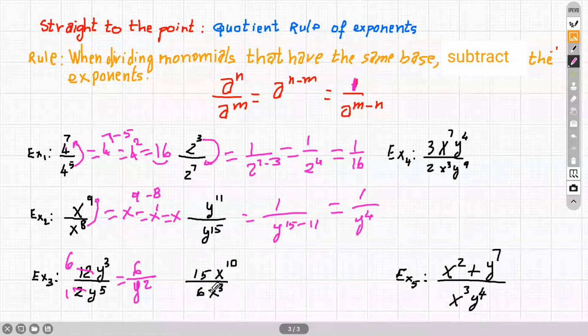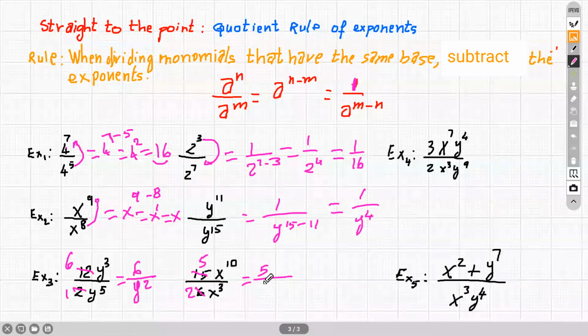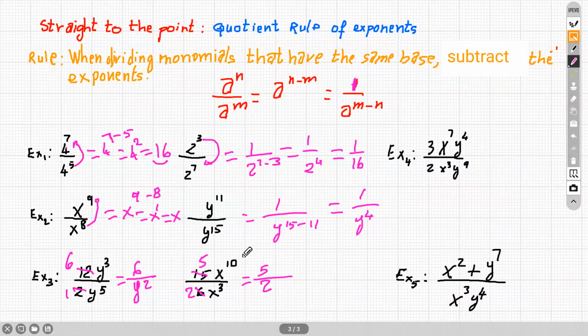Let's move to this one. Let me check to see if I can simplify the numbers. 3 goes into 15 and into 6. 15 divided by 3 is 5, so I have 5 right here. And 6 divided by 3 is 2. So I took care of that. Now between x cubed and x to the 10, I will do 10 minus 3, which will give me a positive exponent. I'm done with the numbers. That's 5 over 2. Now this x goes in the numerator. So 10 minus 3 is x to the 7 power.